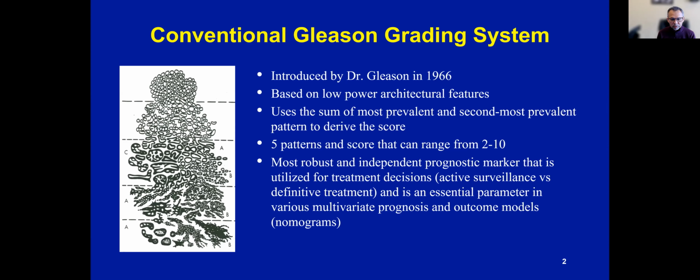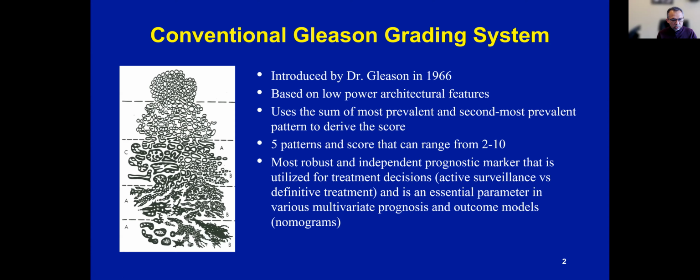It is one of the most robust and independent prognostic markers utilized for treatment decisions, specifically active surveillance versus definitive treatment, and is an essential parameter in various multivariate prognosis and outcome models for prostate cancer. So more than 50 years since its introduction by Dr. Gleason, this system has stood the test of time and has remained the most robust prognostic parameter for prostate cancer.